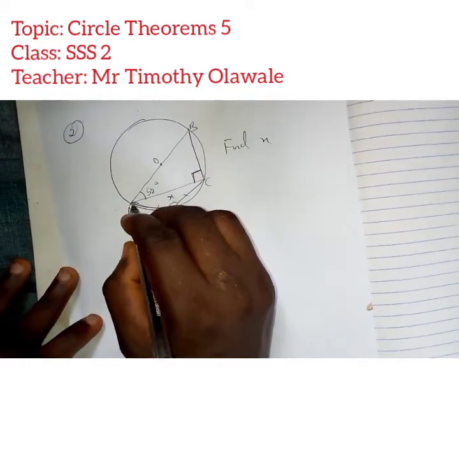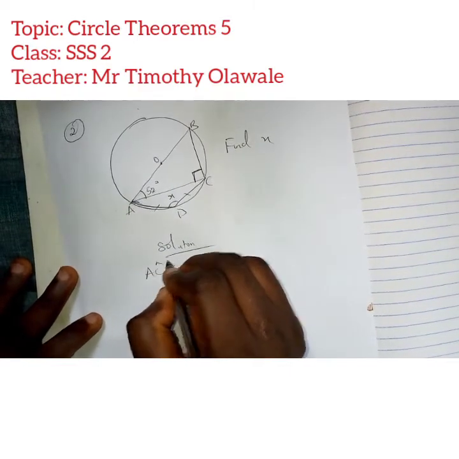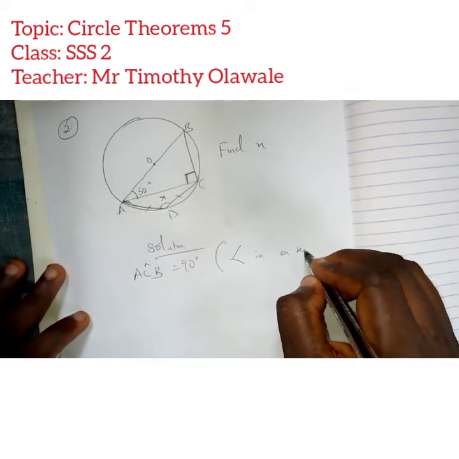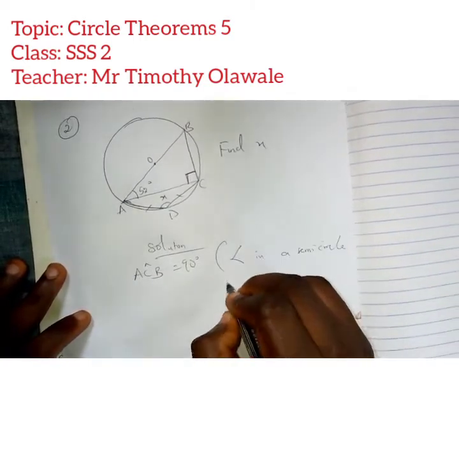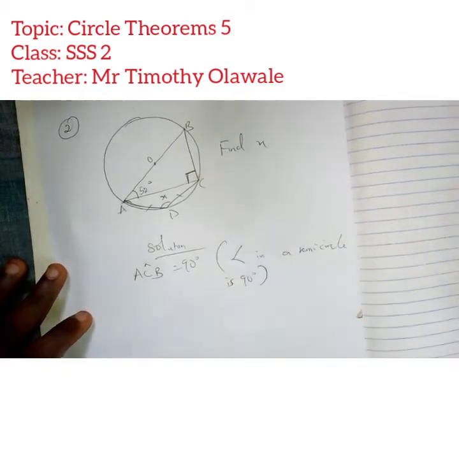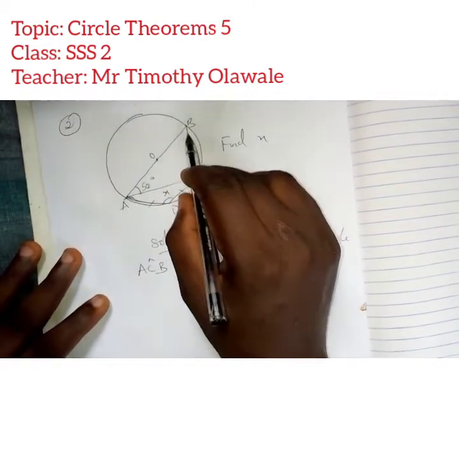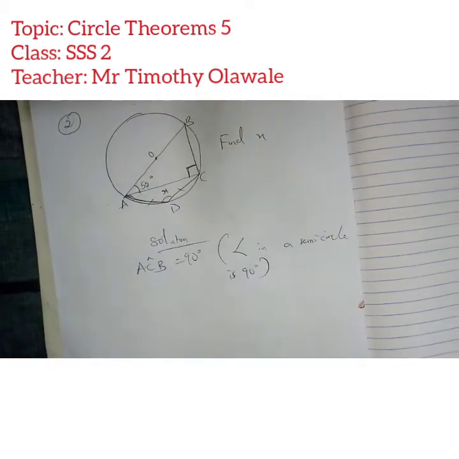We started by saying angle ACB is 90 degrees. Why? Angle in a semicircle is 90 degrees. It is important to always give a reason for every one of your steps in circle geometry. It's very, very important. It's part of the assessment. We don't just want to hear you say ACB is 90 degrees. We want to know why. Are you assuming? So now what's the next thing? Since we know that this is a cyclic quadrilateral, the rules of cyclic quadrilaterals apply.